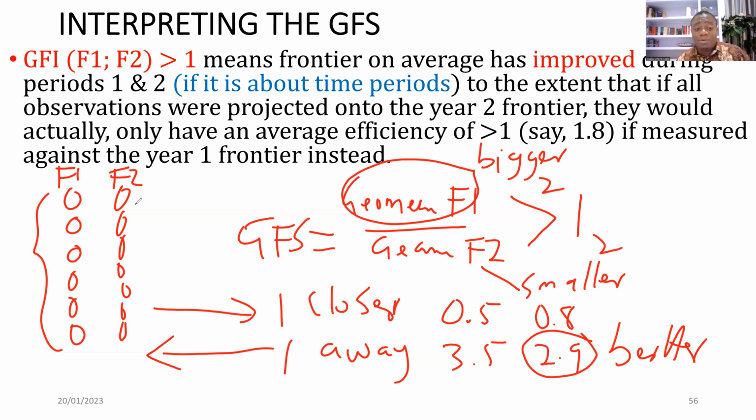Okay. Now let's assume that we are dealing with input orientation. If it is input orientation, it means that if the firm has a score of 1, that firm is efficient. And if it has a score of less than 1, that firm is inefficient. You agree with that? Yes, I agree. But if you are efficient, let me ask you, doesn't that mean that your efficiency is better than the other guy? Yes.